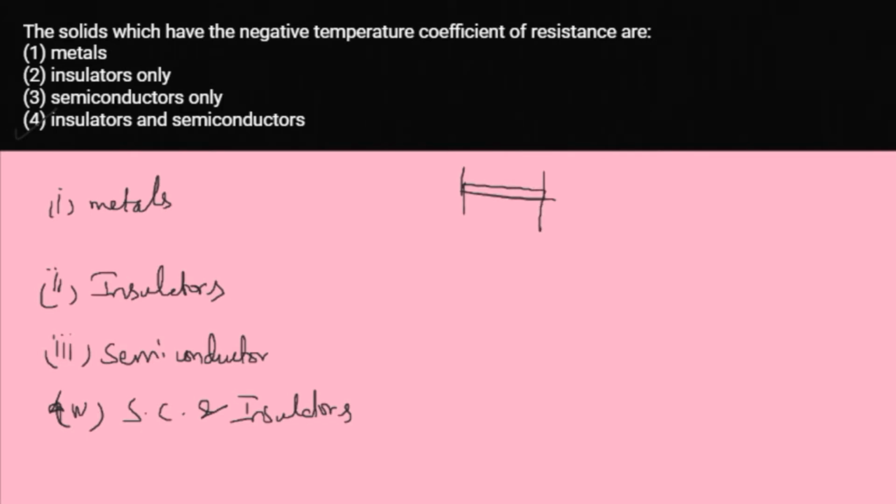If you see the band diagram of metal, this is the conduction band and this is the valence band. They overlap each other. So what happens if the temperature is increased? The resistance value also starts increasing. Here it is given negative temperature coefficient. Negative temperature coefficient means when temperature increases, the resistance should decrease. In some materials it happens, and that is what they ask us to find.